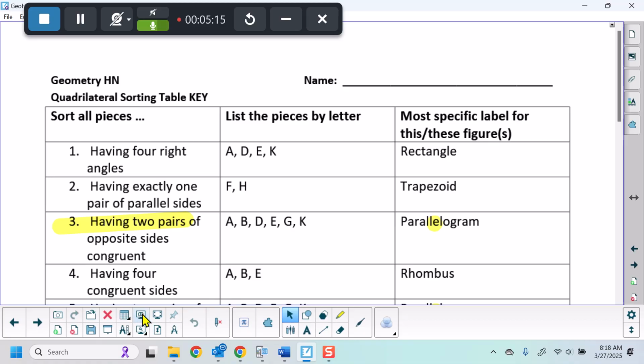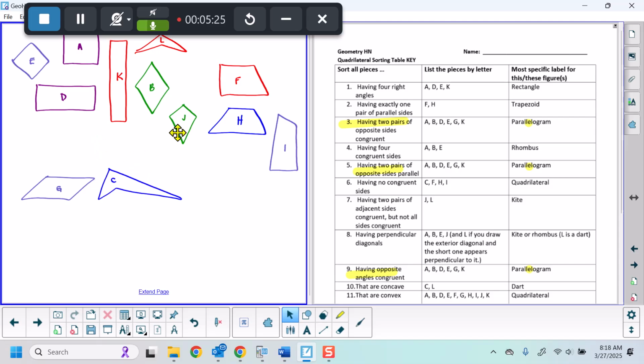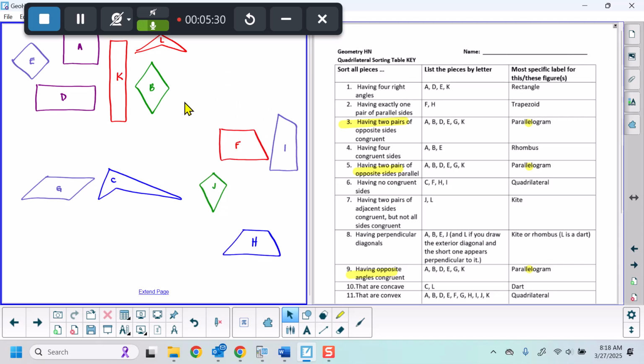So when we went ahead and looked at all of these shapes that you had, and you're like, man, I don't have my shapes anymore. That's okay, I got them here for you. And we'll talk about each of these things.